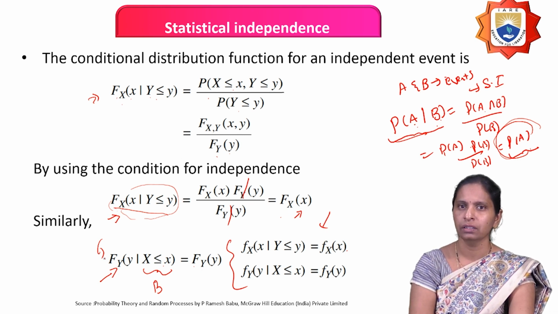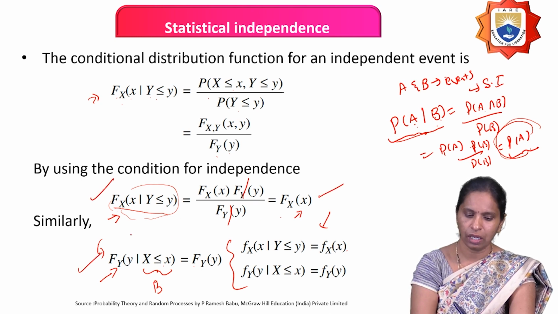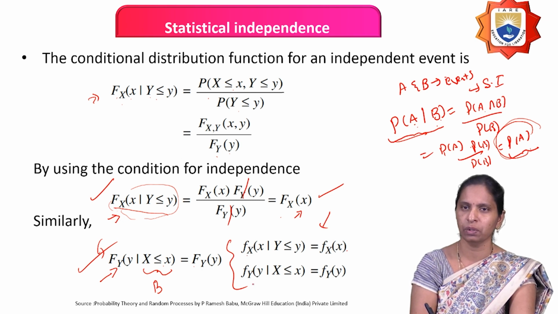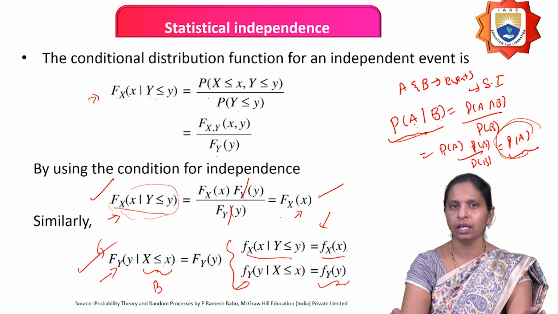And similarly, the conditional distribution function of the random variable y is equal to what? The distribution function of the random variable y itself. And by differentiating this, we'll get the conditional density functions of the random variables x as well as y. Therefore, the conditional density of x is equal to the density function of the random variable x. And similarly, the conditional density function of y is equal to what? The density function of the random variable y itself. So, these are the conditions of what? The x and y are statistically independent random variables.